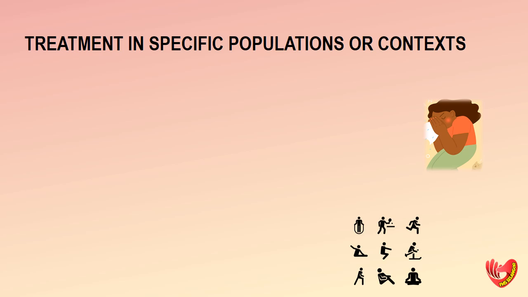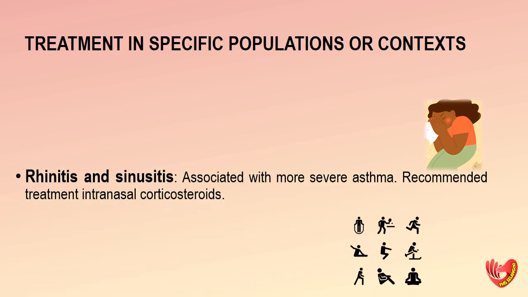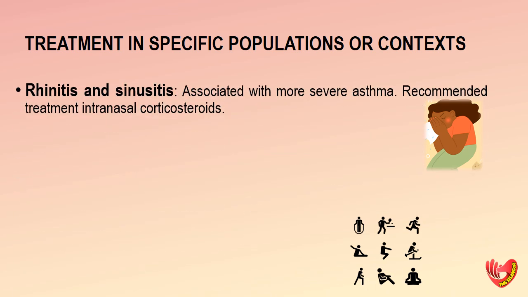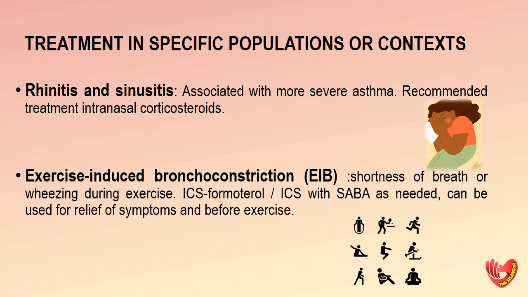Treatment in specific populations or contexts. Most patients with asthma, either allergic or non-allergic, have concurrent rhinitis, and 10 to 40% of patients with allergic rhinitis have asthma. It is recommended to use intranasal corticosteroids in these patients. Exercise-induced bronchoconstriction, EIB, where patient will have shortness of breath or wheezing during exercise. The recommended treatment is ICS-formoterol or ICS with SABA as needed, which can be used for relief of symptoms and before exercise.